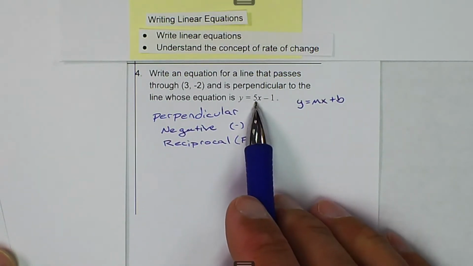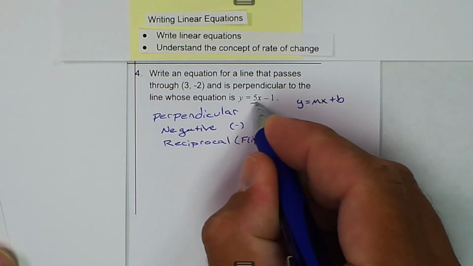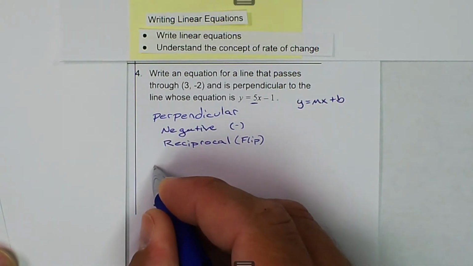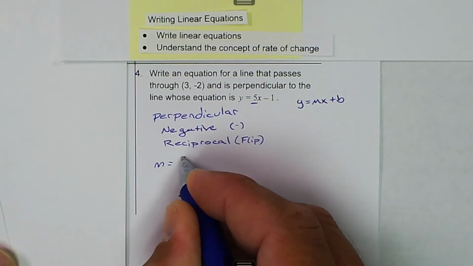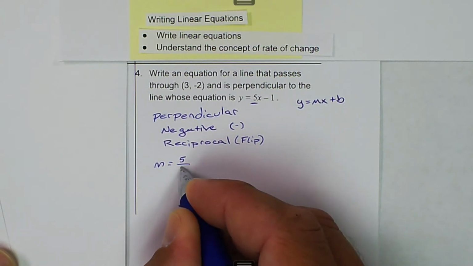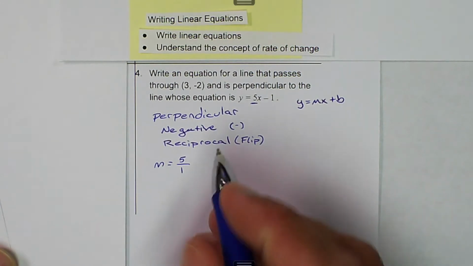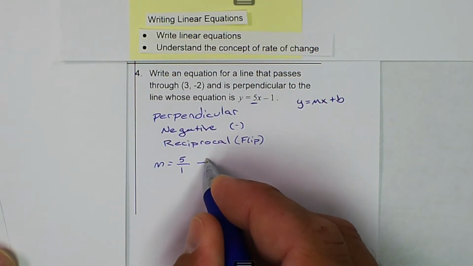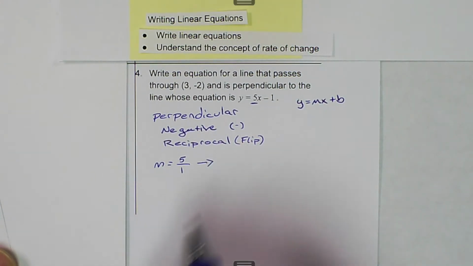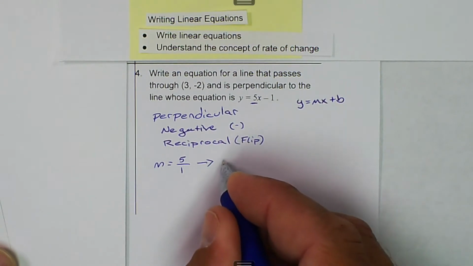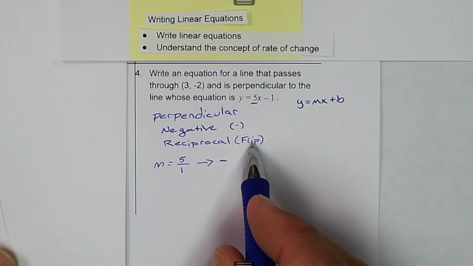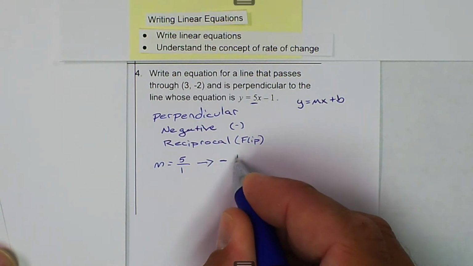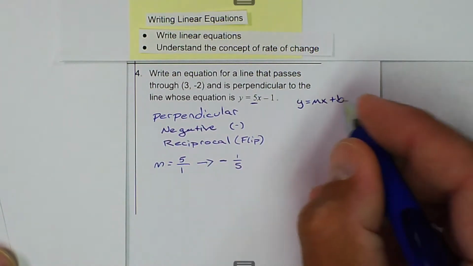In this case, our given slope here is 5. So if we're going to write this down here, the old slope that we were given was 5, and we can write that as 5 over an understood 1. If we want to get the negative reciprocal, we introduce the negative sign, so if it's positive, it becomes negative, and then we flip the fraction. So we flip that over and we get 1 over 5.